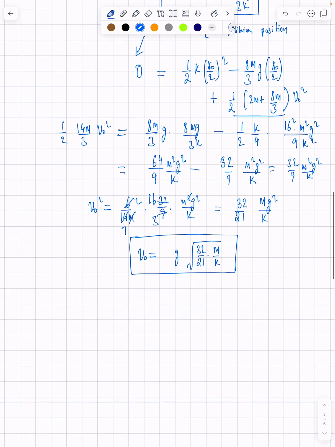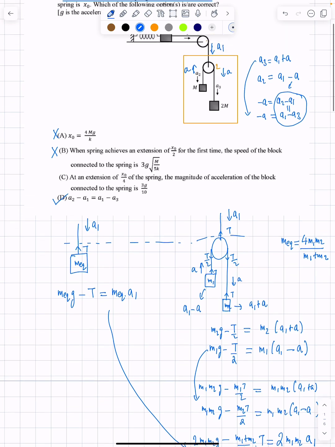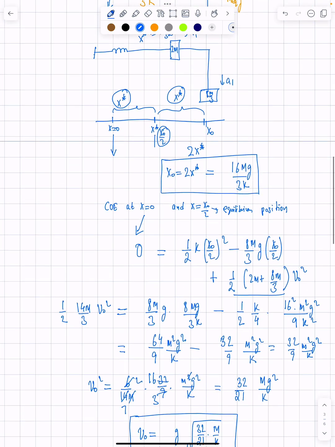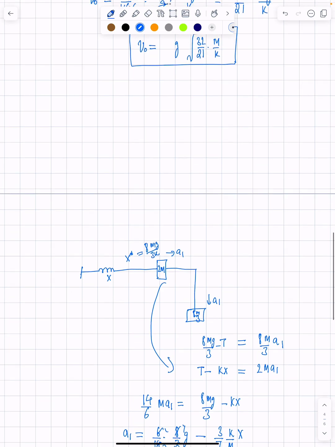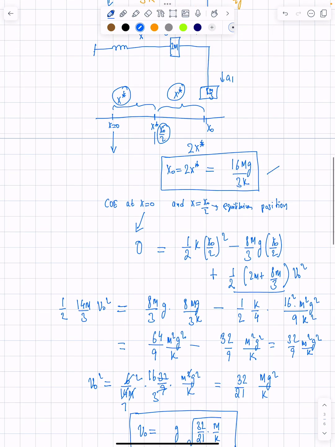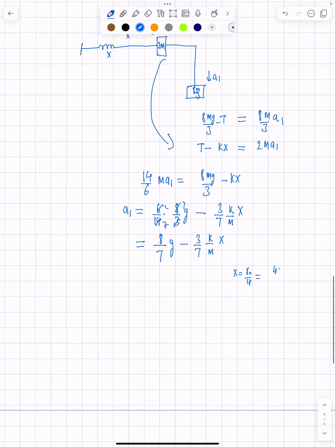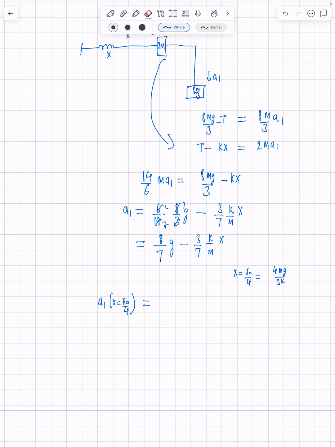Okay, and then they're asking the acceleration at x naught over 4. So x is x naught over 4, and we can get the value of x naught from here. So x naught over 4 will be 4 mg over 3k, 4 mg over 3k, and let's substitute. So a1 at x equal to x naught over 4. You can see that the acceleration depends on the position of the block, so that's why it exhibits simple harmonic motion.